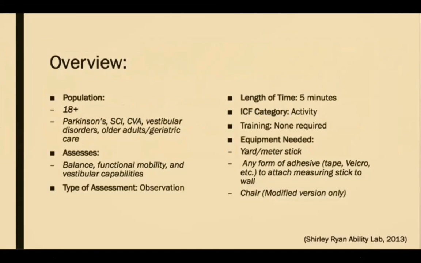It is an observational assessment and usually only takes about 5 minutes to complete. It falls under the ICF category of activity and does not require any specific training in order to be administered. The equipment needed for the functional reach test is a yardstick or meter stick and a form of adhesive, like tape or Velcro, in order to attach the yardstick to the wall. If the modified functional reach test is being administered, a chair is also necessary.